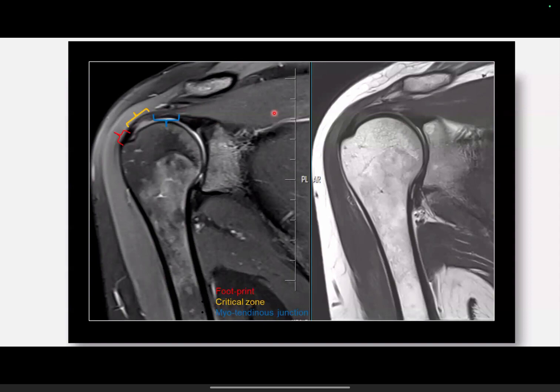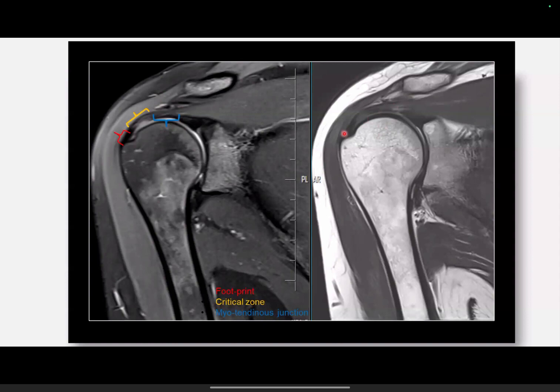So this is on coronal image. This is anatomy of supraspinatus tendon. So for supraspinatus tendon, coronal image is the best image to see the tendon tear, retraction, muscle bulk. So here the supraspinatus tendon has three parts. So you can see this is footprint attachment, and from footprint attachment 10 to 15 mm is the critical zone. So critical zone is most commonly injured by degeneration, and this is myotendinous junction. So myotendinous junction is commonly injured in trauma cases.